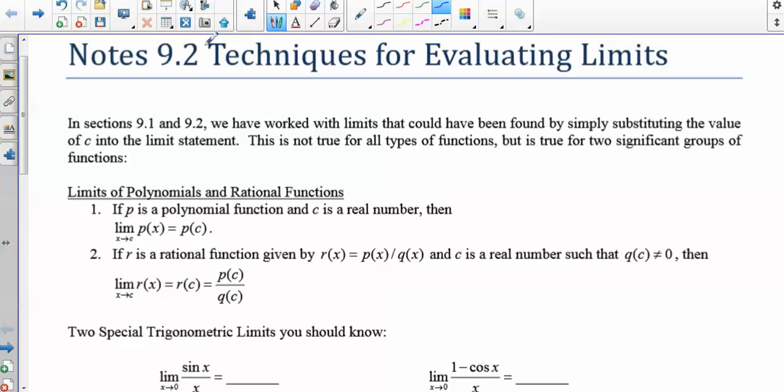Okay, today we're learning techniques for evaluating limits when direct substitution doesn't work. So last lesson we substituted a value in, like 0, for the limit as x approaches 0, and we were able to find the value of the limit just by substitution. That works very well with polynomial functions because polynomial functions are continuous everywhere. And so anywhere I want to plug in an x value, I can find the corresponding y value.